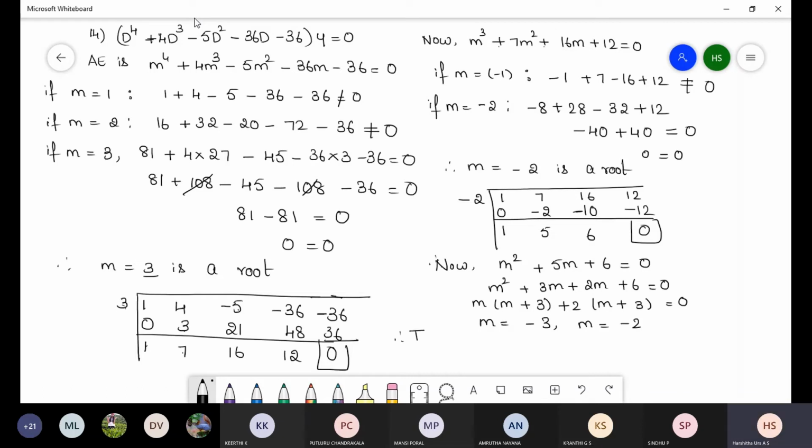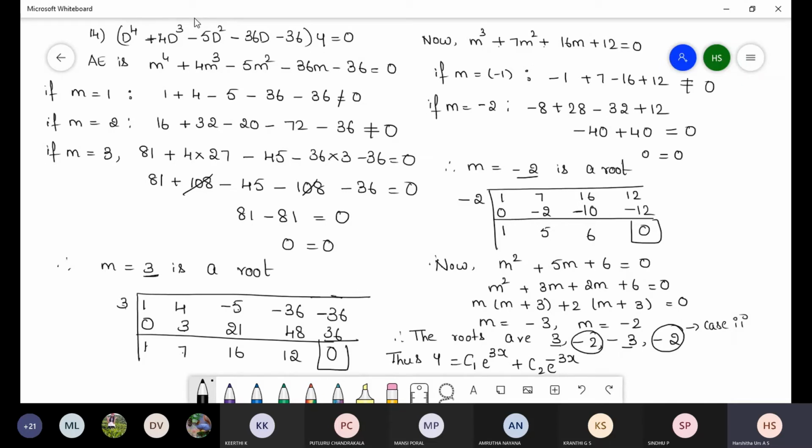Therefore, the roots are: first root is 3, second root is minus 2, third root is minus 3, again minus 2. Thus y is equal to, here minus 2 and minus 2 come under case 2, and 3 and minus 3 is case 1. So write e power 3x, case 1, C2 e power minus 3x.